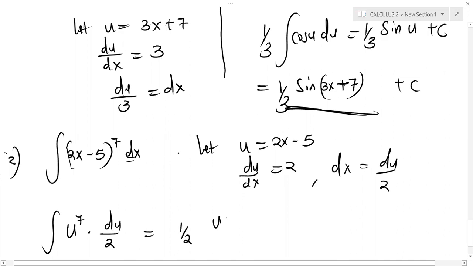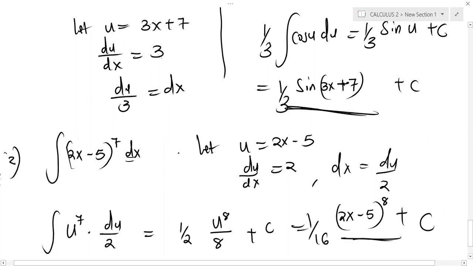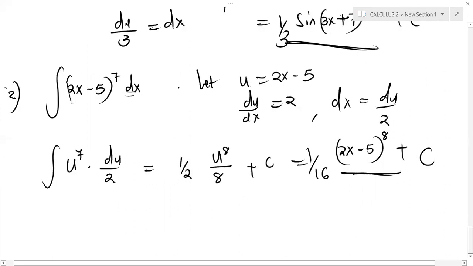If you integrate, you get u raised to power 8 over 8 plus c. But what was the value of our u? You write it back. So this will be 1 over 16, the value of u is 2x minus 5, and it is raised to power 8 plus c. So that's it. That's how we go about integration using algebraic substitution.